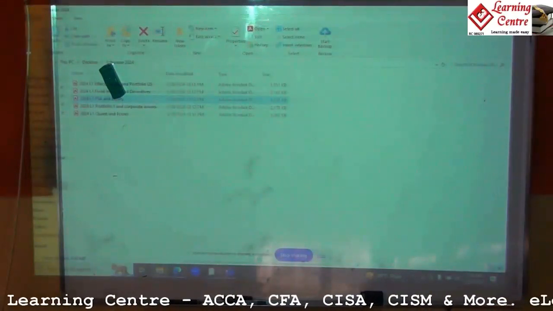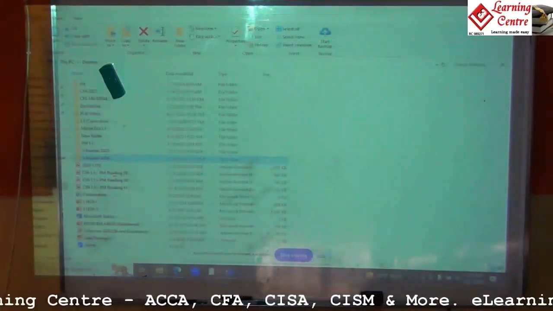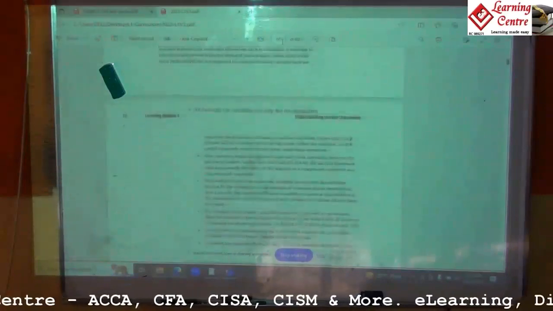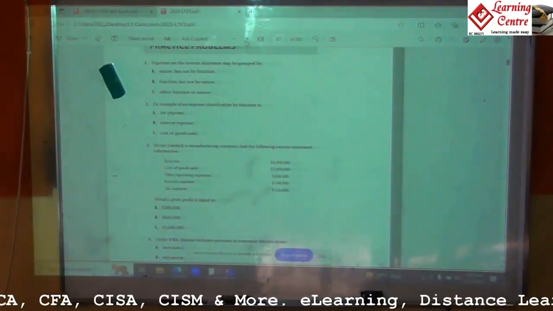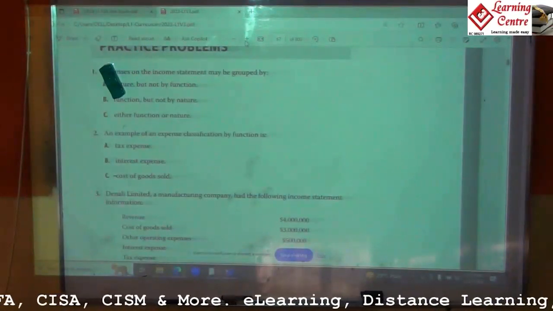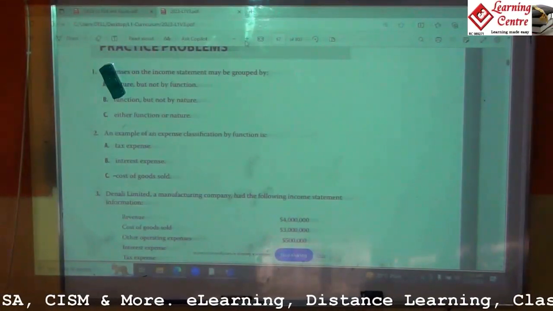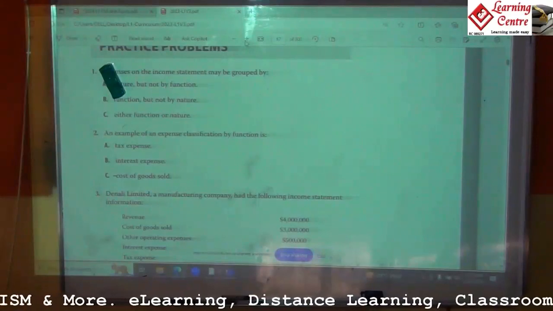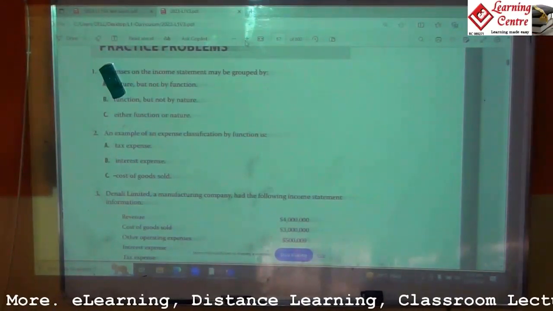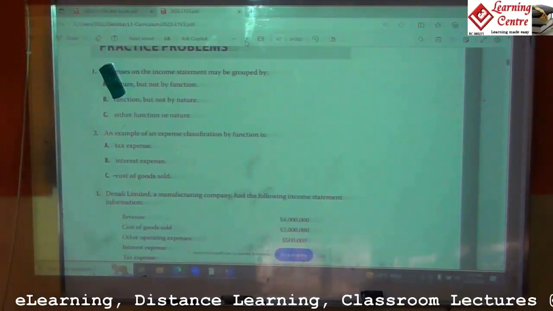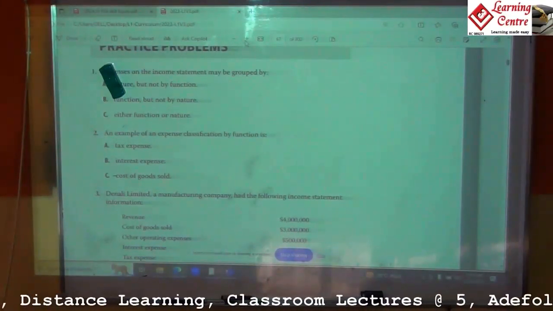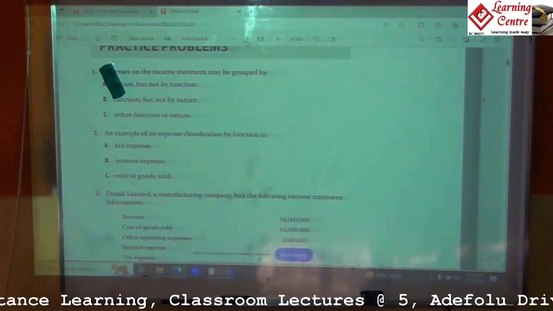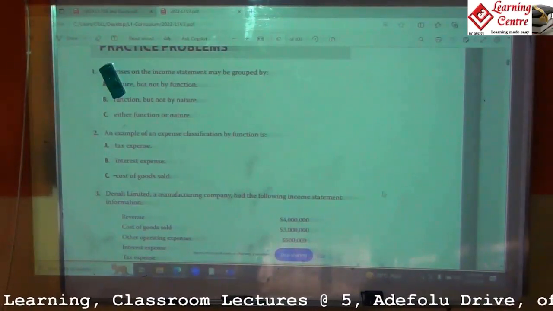So let's quickly run through curriculum questions so that we cement what we have learned. If you have any issue, please say so. So expense and income are recorded either by what? Nature or function. Yeah, we talked about this. An example of expense by function is cost of goods sold. And you remember, right? So look at this now.